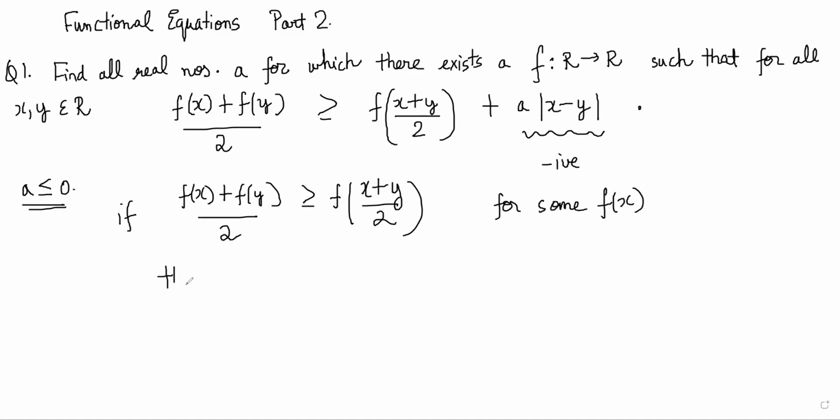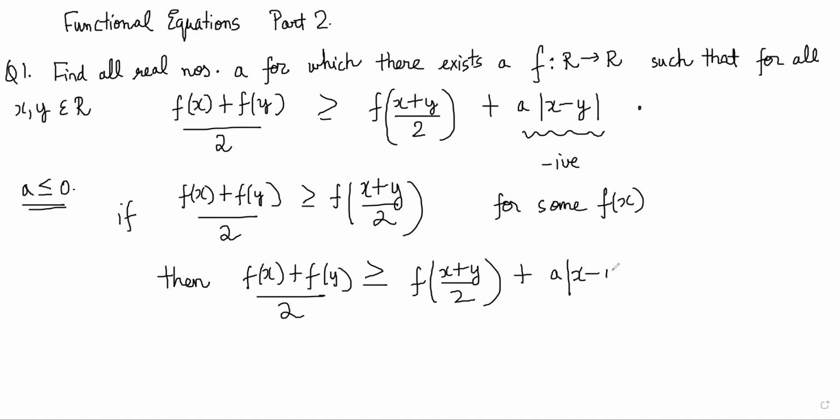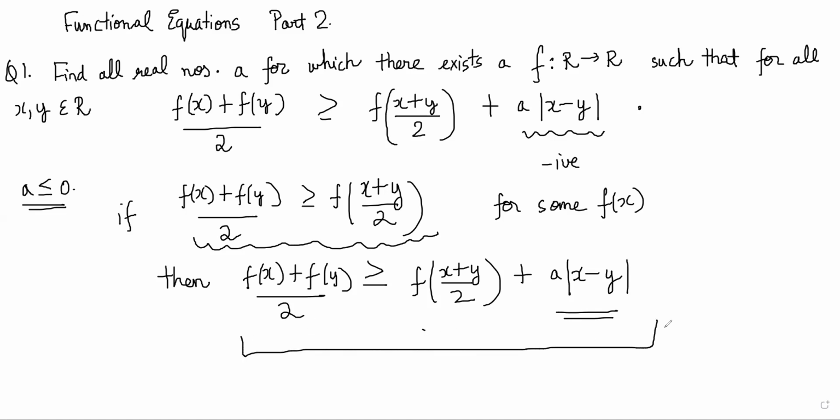then obviously (f(x) + f(y))/2 will be greater than or equal to f((x+y)/2) + a|x - y|. Why is that? Because if this first inequality is true and a is negative, then this quantity is negative and it makes the right hand side even smaller. So the second inequality has to be true. Our job is to just discover a function for which this first inequality is true, and then for the case that a is less than or equal to 0, we are done. We have shown that there exists a function like that.